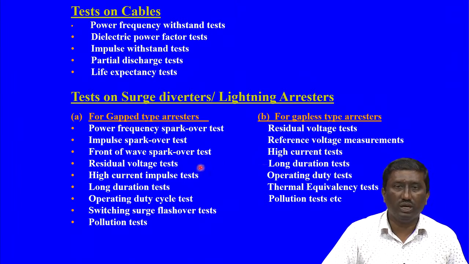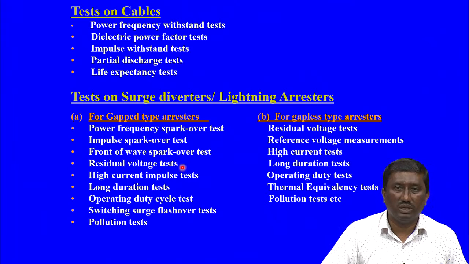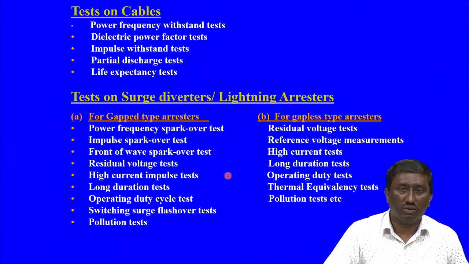the following tests have to be carried out. There is a power frequency spark over test: how the spark over happens with the power frequency voltage, how long the current it will be able to sustain, and how it is able to quench the arc. Impulse spark over is different from power frequency. Front of wave, that is the 1.2 by 50 waveform which is being applied. When exactly is it getting spark, that is, the front of wave has to spark. So, that voltage we have to apply and find out the values.